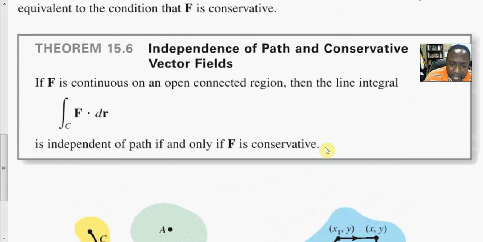So if F is continuous on an open connected region, then the line integral is independent of path, watch this, if and only if F is conservative. In other words, if F is conservative, then automatically it's going to be independent of path. If the line integral is independent of path, then automatically it's conservative. So if you know one, you know the other. You don't even have to find the other because you get the other for free.